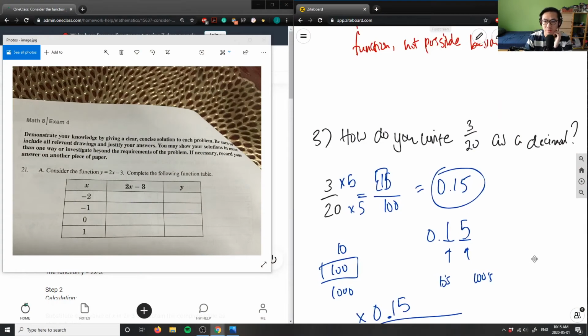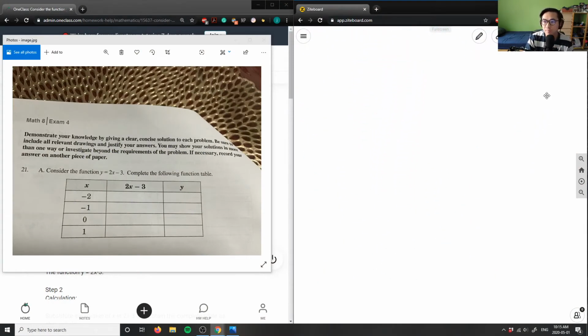So this is question 4. It's asking us, demonstrate your knowledge by giving a clear, concise solution to each problem. It says, consider the function y equals 2x minus 3. Complete the following function table. Okay. So I'm given this function here, which is y equals 2x minus 3. And then I have this function table here, right?